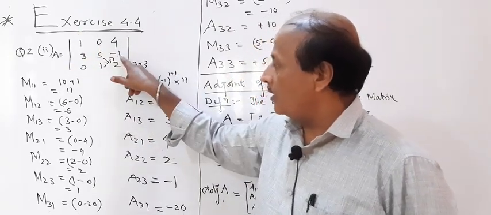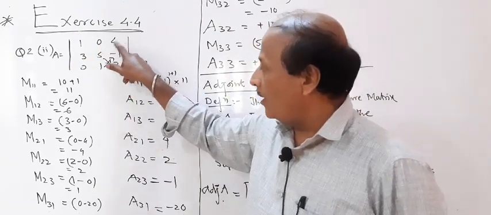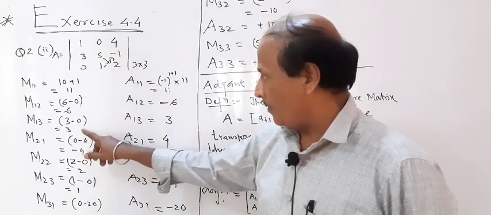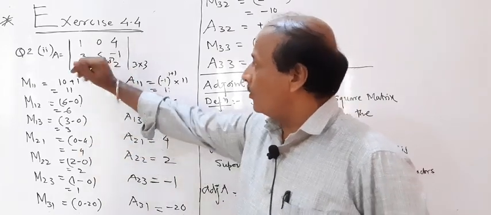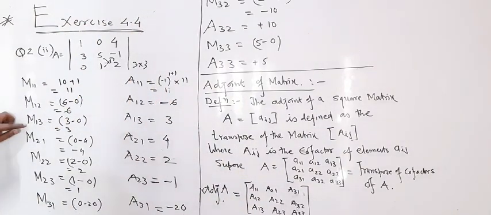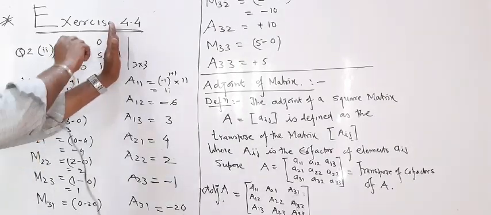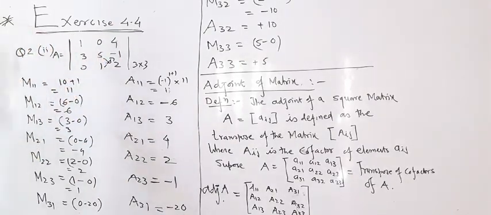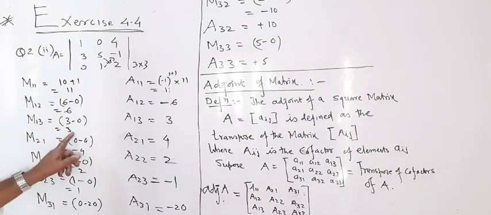So 0 into minus 1, it will be 0, and 5 it will be 0. Let me see. So I am talking about M13. So what is M13? First row and third column. So it will be like this. So 3 1 are 3 and 5 into 0. So it will be 3 only.